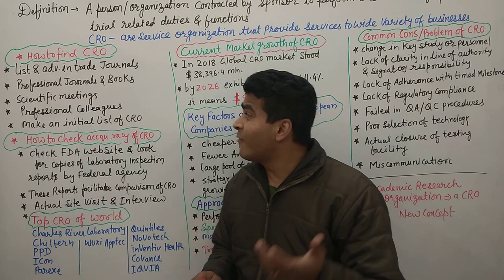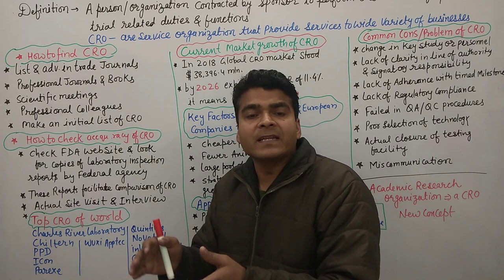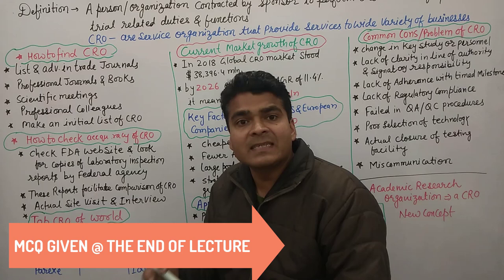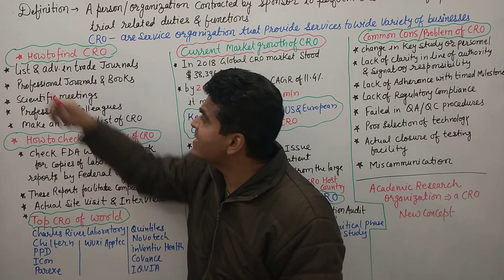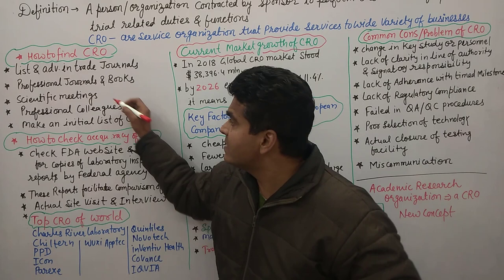Now let's look at how to find the correct CRO. There are lists and advertisements in trade journals. There are so many trade journals for particular kinds of activities like clinical trial activity as well as bioanalytical activity, many magazines as well as journals. So companies can find a CRO from the lists and advertisements in trade journals, as well as in professional journals like clinical, preclinical, bioanalytical and regulatory journals. In these professional journals and books the CROs also advertise.